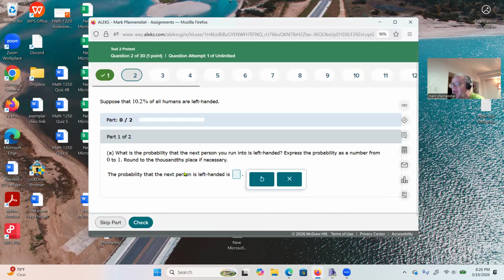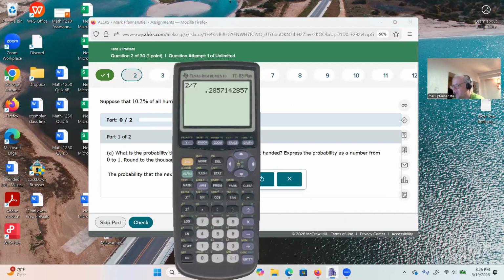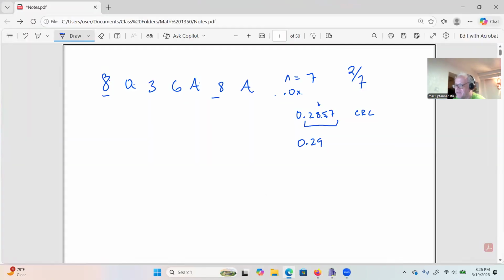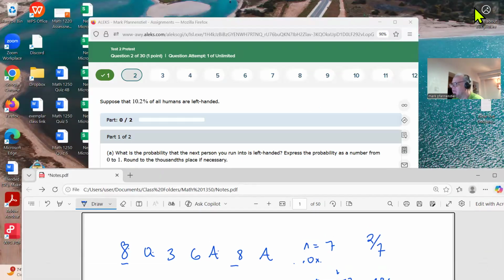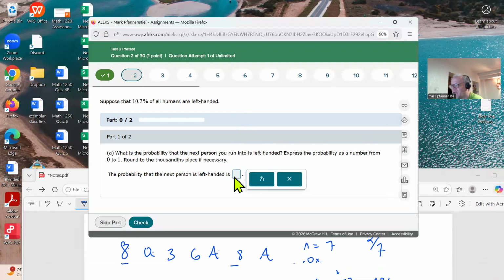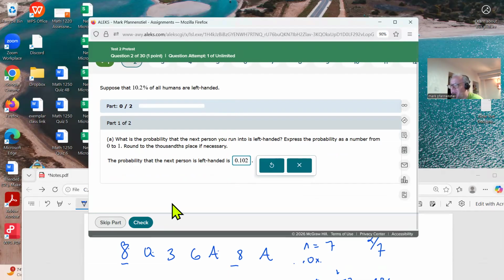Okay, continue. All right. So suppose that 10.2% of all humans are left-handed. All right. What is the probability that the next person you run into is left-handed? We're going to say, okay, we have to convert this from 10.2 percent to a decimal. You guys have done this before. So we have 10.2%. We're just going to change the decimal place and it's going to be 0.102. And that's going to be our value for decimals for this thing instead. Okay, so we'll just go with that. 0.102. All right, you don't have to write that in. So we'll go ahead and we'll say check for that part so we can see what's happening.